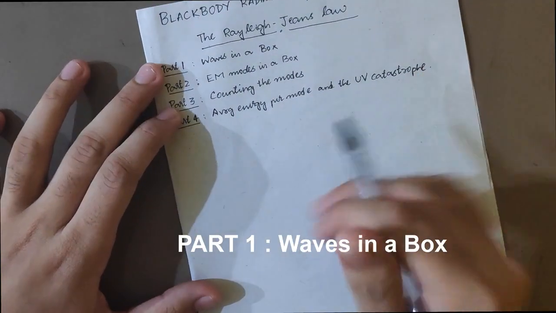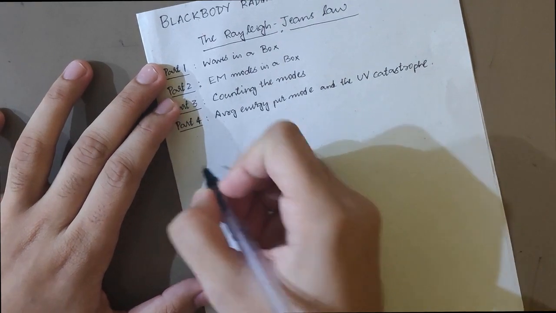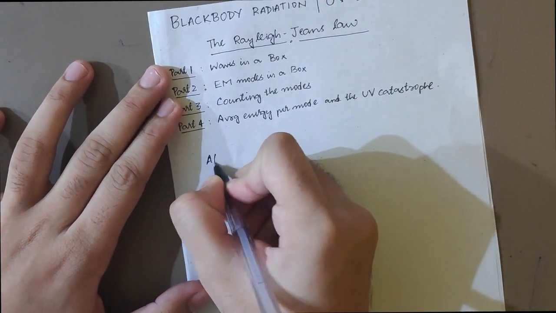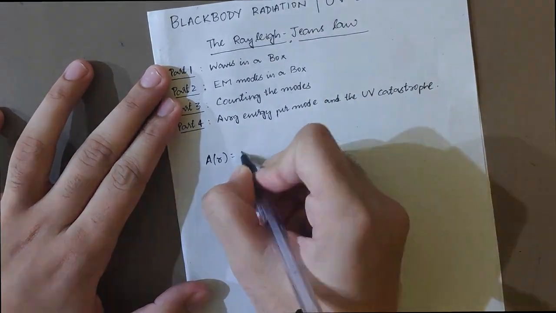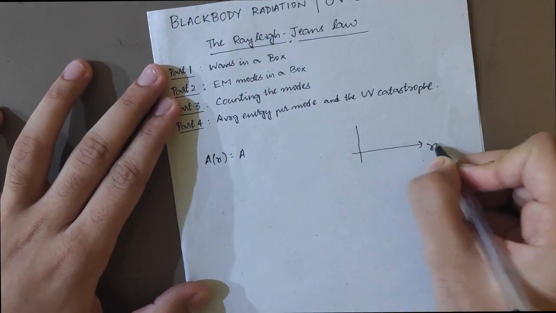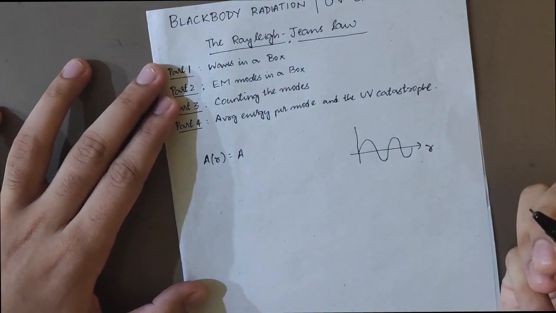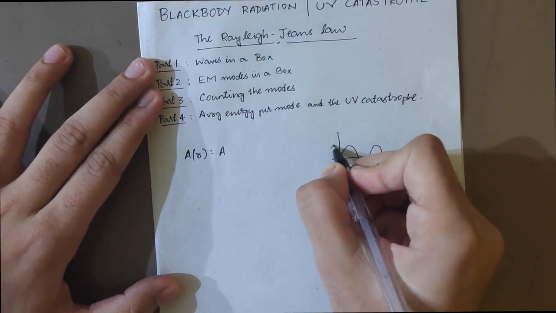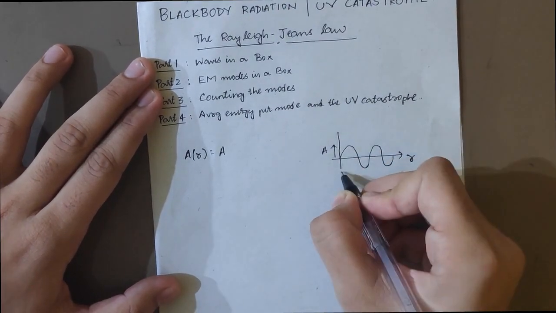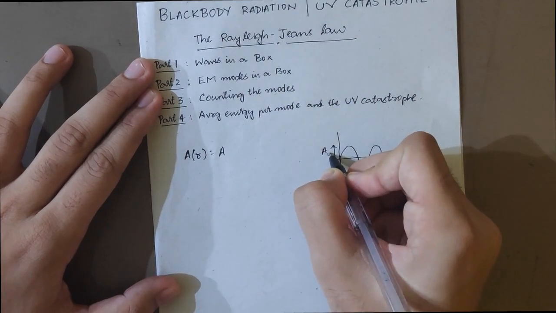So when we talk about waves in a box, or any wave in general, waves are represented by an equation. Say you have a wave traveling in direction r, then it's a sinusoidal wave. This will be its form. So this is its amplitude, and this will be its wavelength lambda. Let's call the peak amplitude a naught.